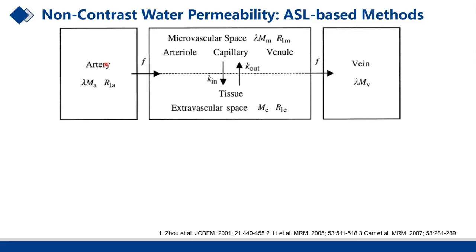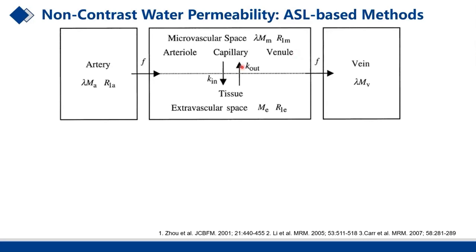So imagine that you label the water spins using ASL pulses at the artery site. It will go into the brain and exchange with the tissue. So the signal at one certain voxel is dependent on a lot of parameters. First, it will depend on the blood flow, which is of course the fundamental of ASL. And also because of this water exchange between the intravascular space and the extravascular space, the signal is also dependent on the transfer rate, or this K of water, and also dependent on the cerebral blood volume, and of course the T1 of tissue and T1 of blood.